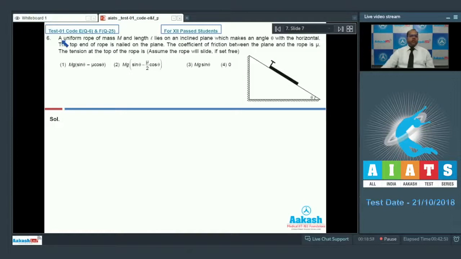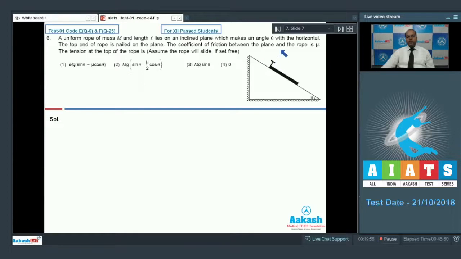In question number 6, a uniform rope of mass m and length L lies on an inclined plane which makes an angle theta with the horizontal. The top end of the rope is nailed on the plane. The coefficient of friction between the plane and the rope is mu. The tension at the top of the rope is, and it is given in the question, assume that the rope will slide if set free.